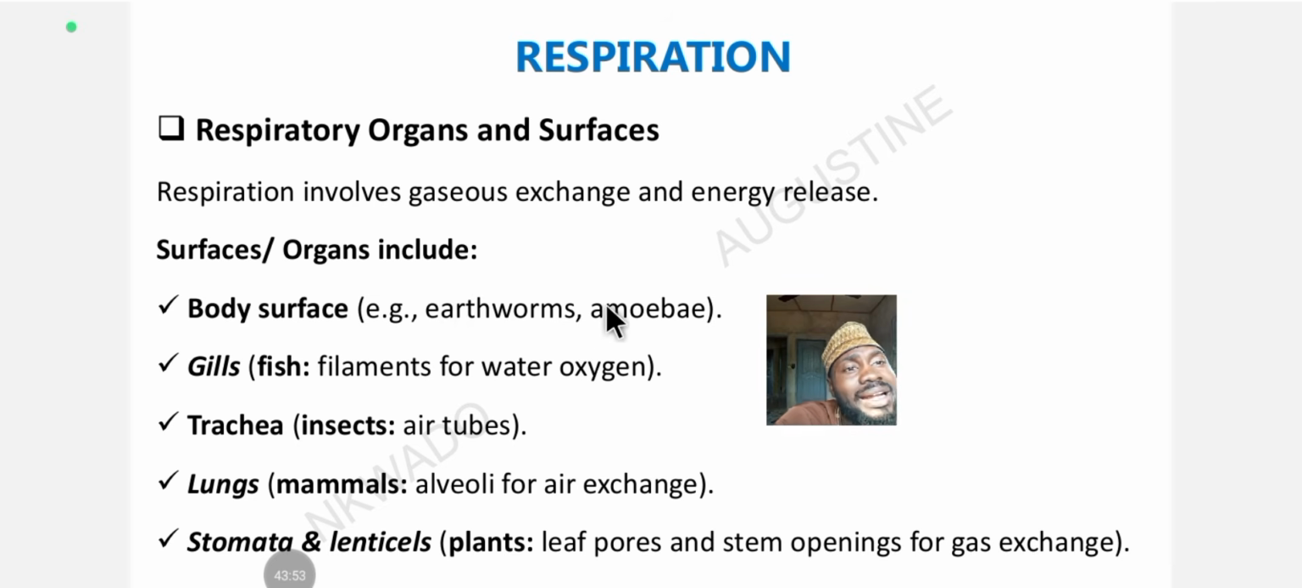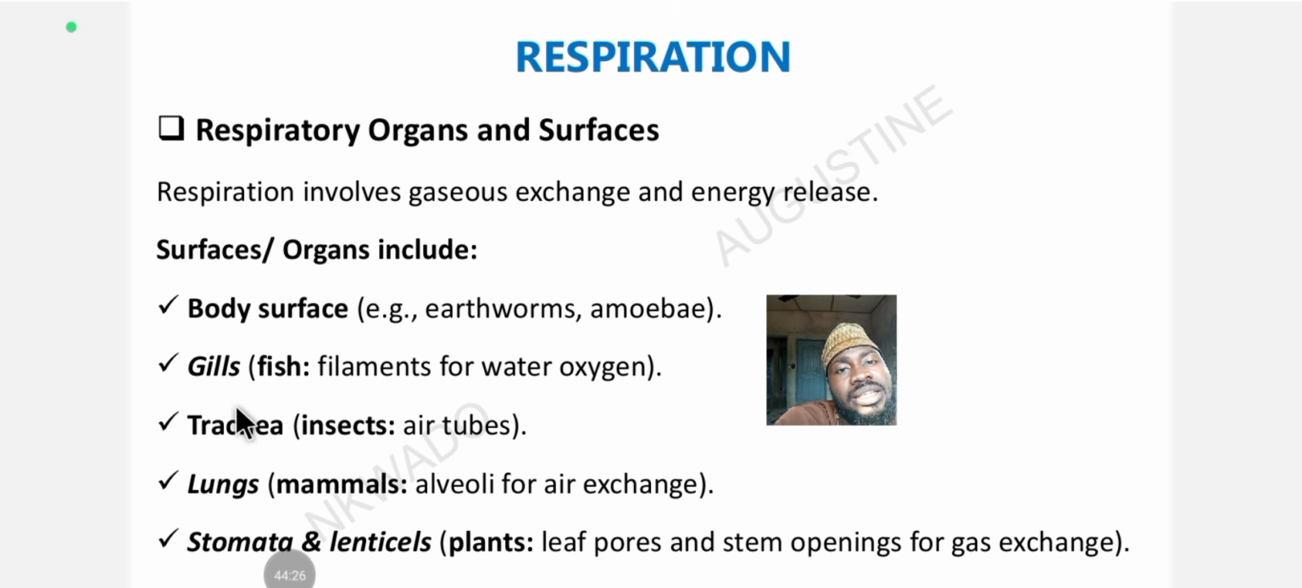The surfaces and organs of respiration include the body surface, for example in earthworm and amoeba, also frogs. Frogs respire with their body surface. Then you also have the gills present in fish. The gill filaments are where the major gaseous exchange in the gill occurs. The gill filament is the functional unit of the gill.